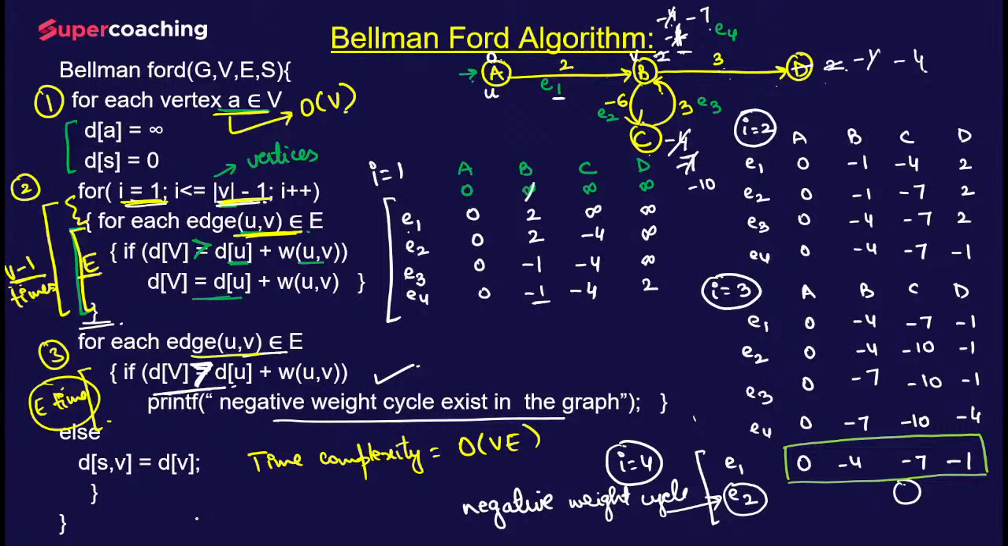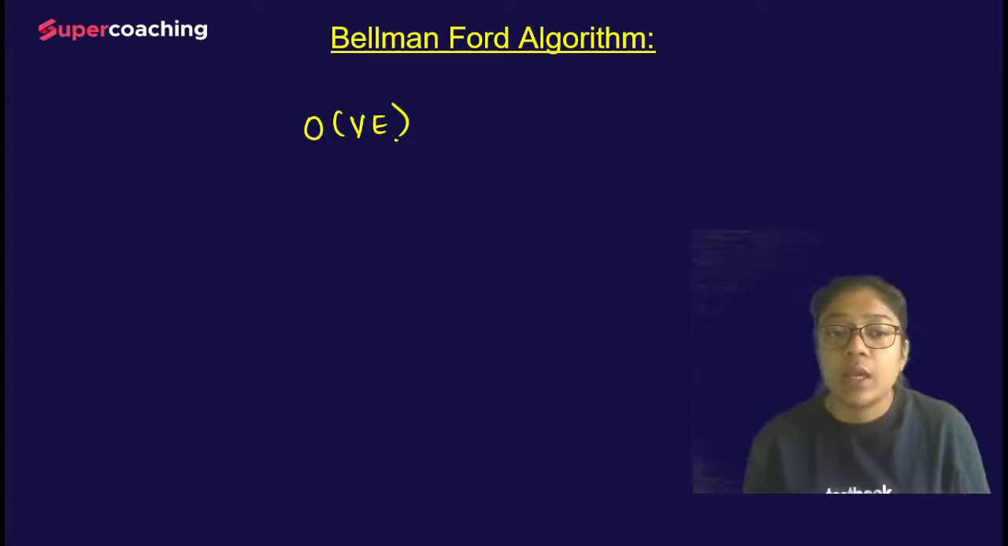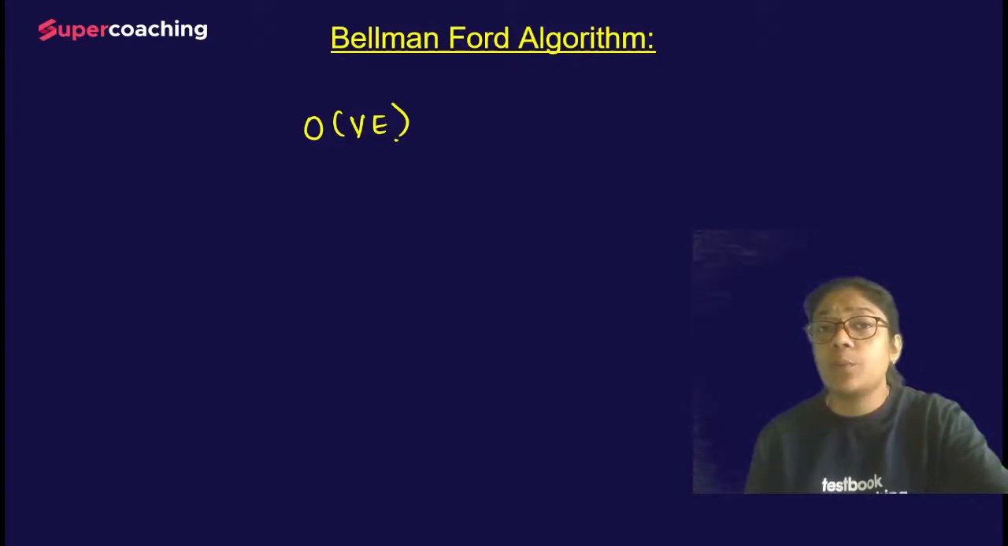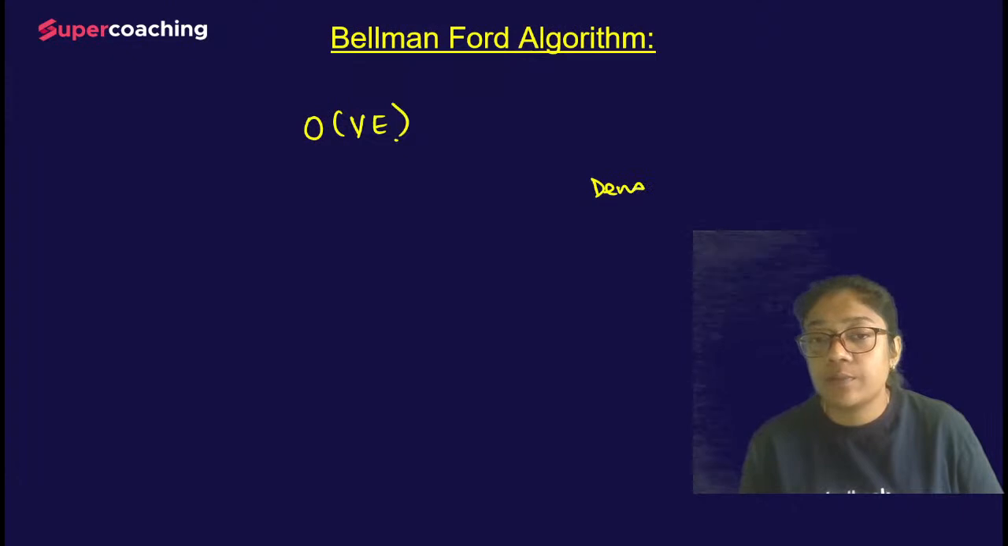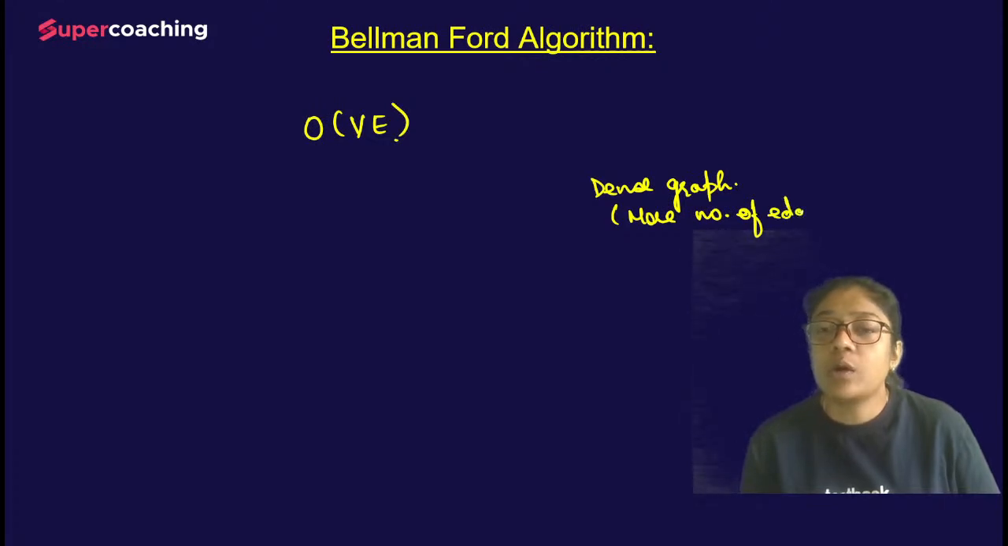Okay, number of vertices तो उतने ही रहेंगे. Best case और worst case में difference क्या आएगा? In the number of edges. So we are saying that it's order of VE. In the worst case, we will be having more number of edges. That means we might be given with a dense graph. Dense graph means more number of edges.